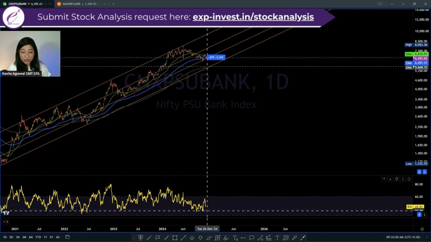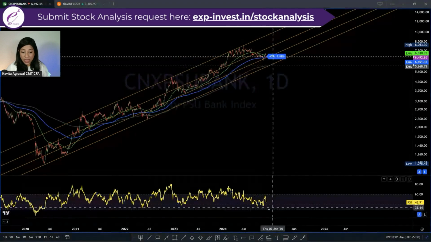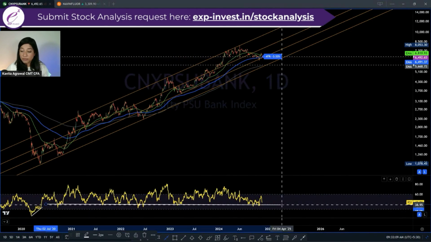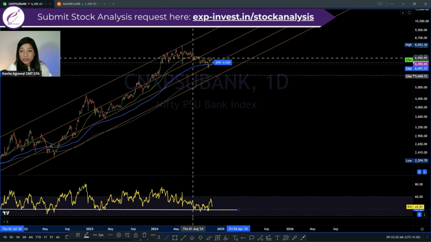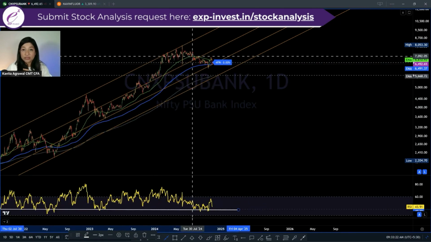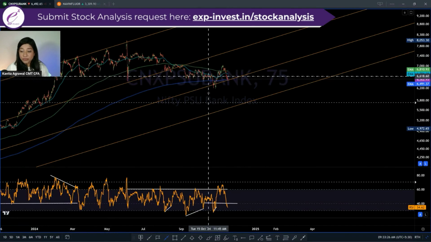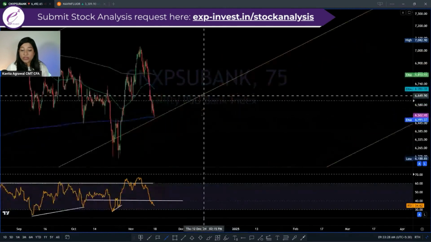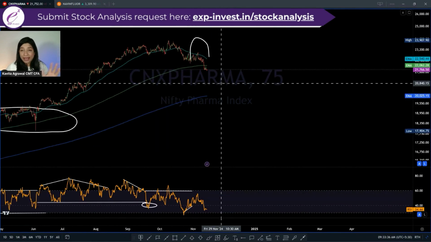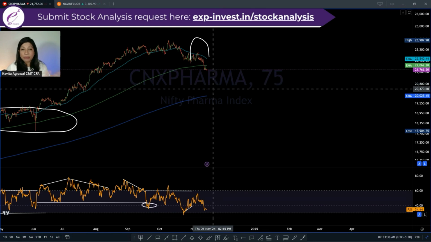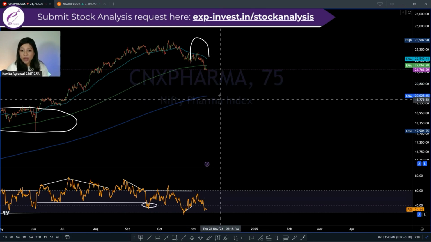But it does look like the daily time frame RSI has been in a pretty strong bull trend, and it has been coming down to this level of 40 and continuing the rally in this sector. The PSU banking sector just became super attractive in my eyes. So this is something that I'm going to definitely be paying attention to. So both private and public banking sectors have become very attractive, in my opinion.